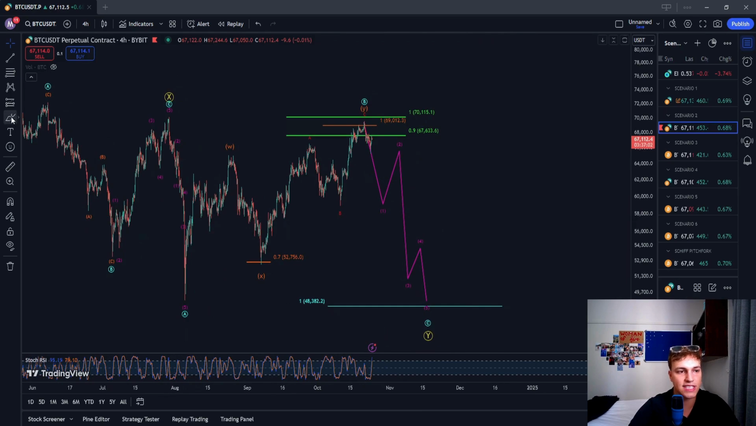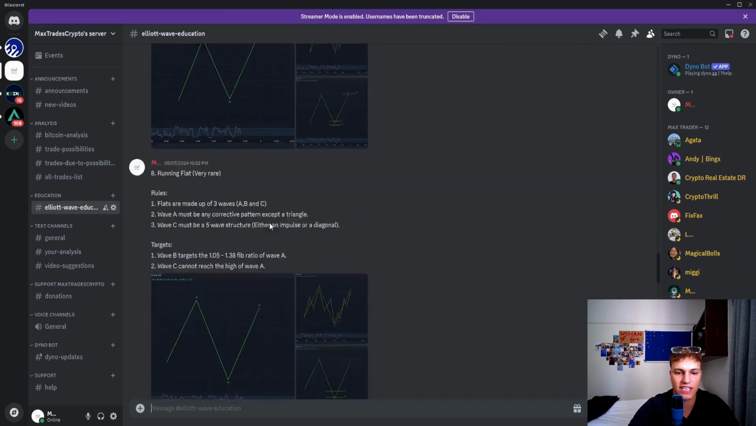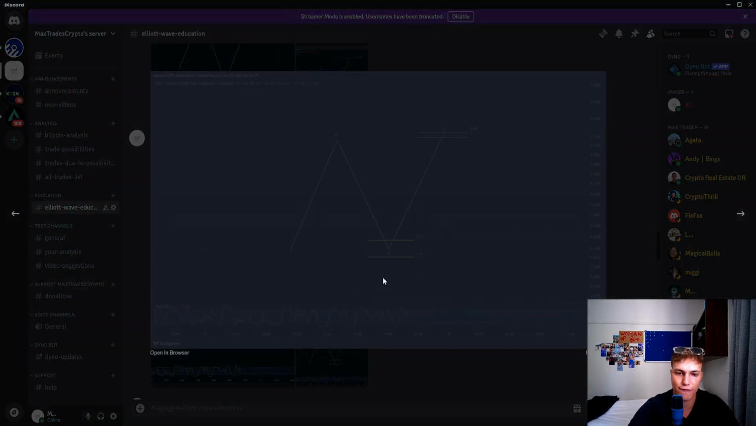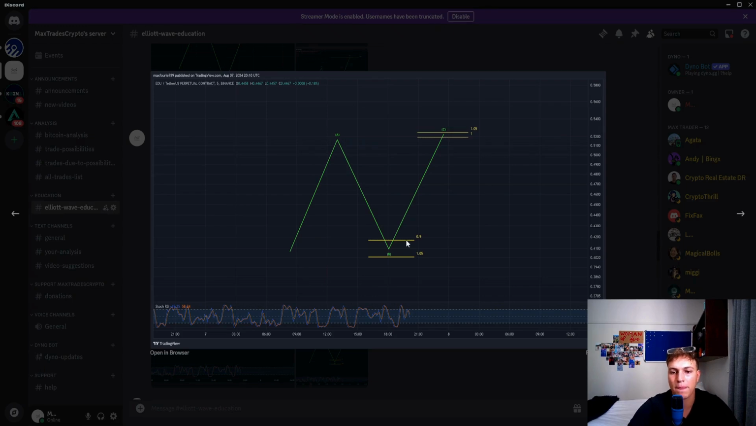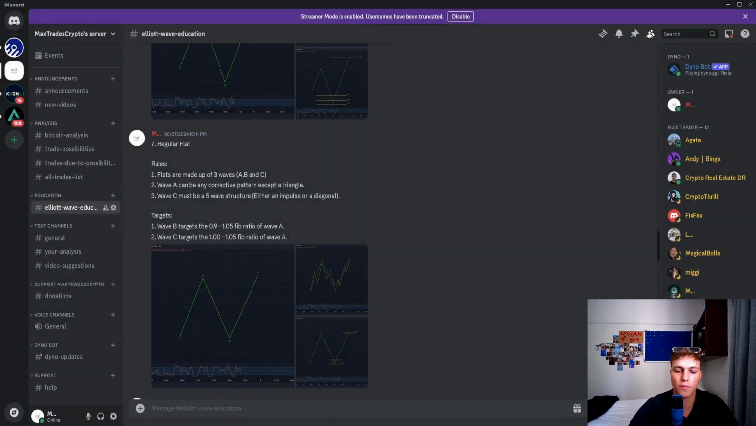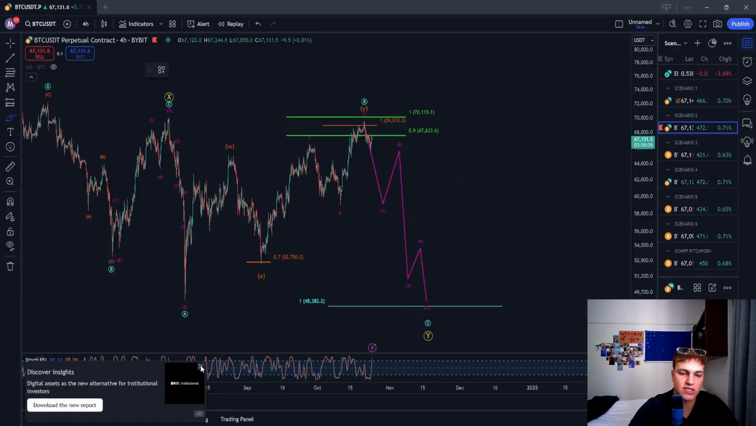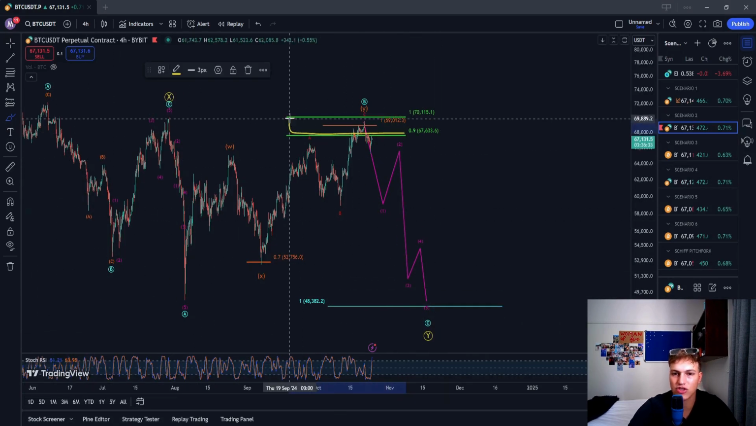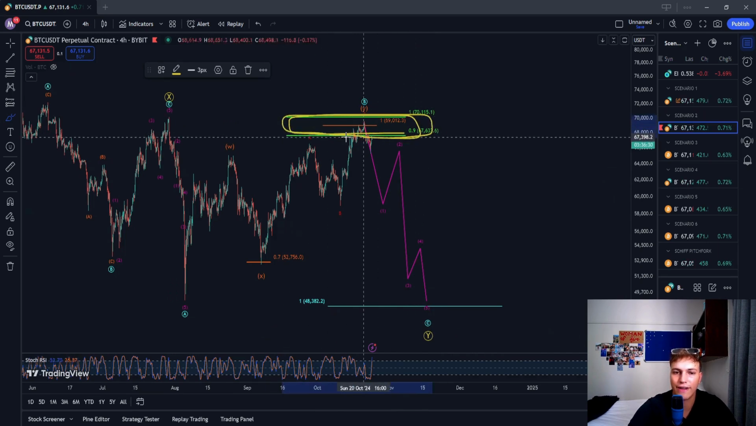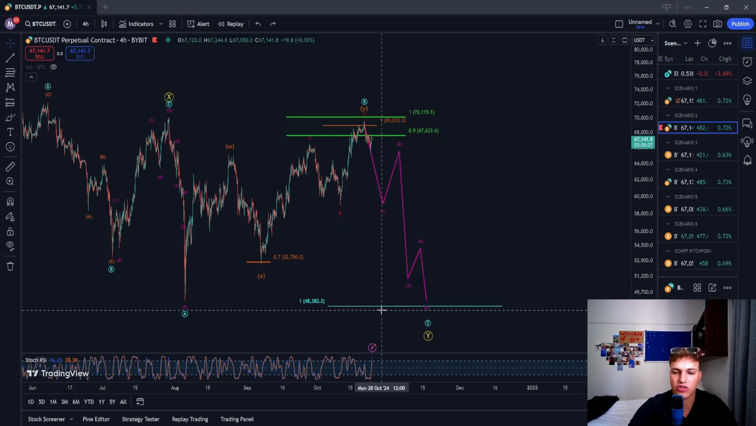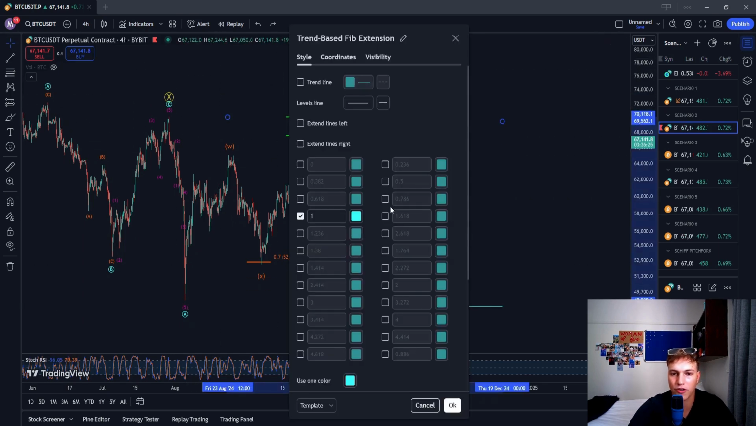But this is looking somewhat of a flat structure. If we go and look at what a flat structure is on the chart, we have A up, B down to 90 to 105% of wave A, and then a C wave which gets to 100 to 105% of wave A again. We can see that price did indeed hit that 90 to 105 area for the wave B, and now we should indeed be targeting here the 100 to 105. We can put that here on the chart.